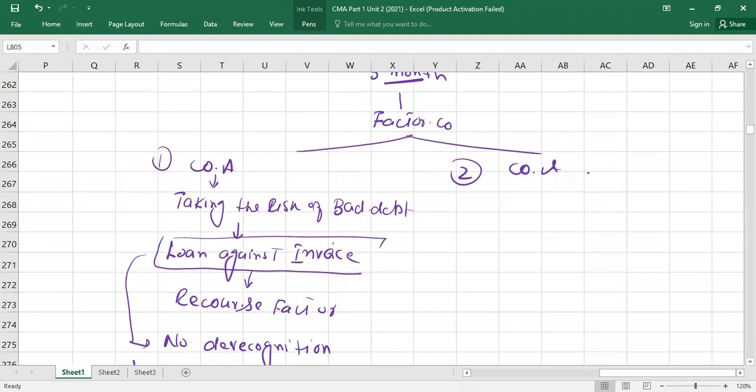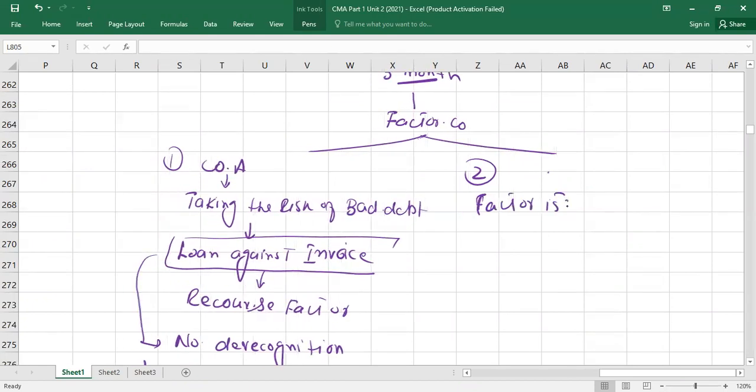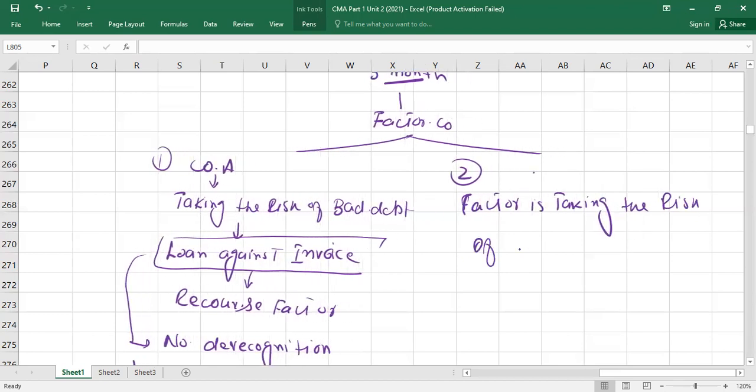Company A is saying no, the bad debt risk we are not taking. You have to take it. If the customer pays, it's okay. Otherwise, you cannot ask us on this condition. If you want to grant us the loan, give us the money. Otherwise, don't give. Right? It means here who is taking the risk of bad debts? The factor, not the company. The factor is taking the risk of bad debts. Understood? It means the risk of bad debts is transferred to the factor company.